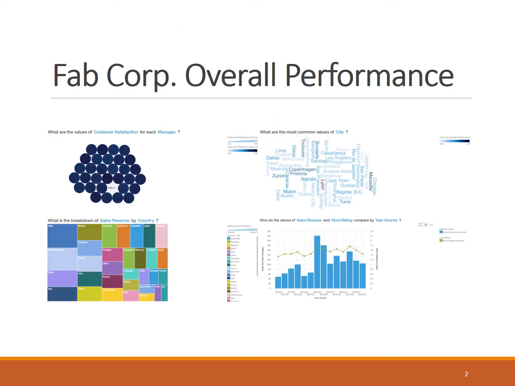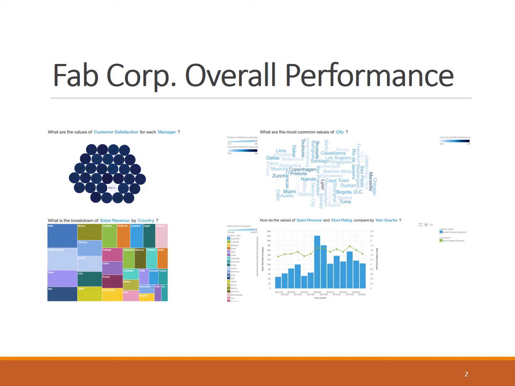So our FabCore overall performance dashboard is shown here on slide number two. For this particular dashboard, we decided to do 4 different visualizations. On the upper left, we did customer satisfaction by manager. Upper right, we did a new category, a new column in Excel, issues divided by quantity sold per each city. And then the lower left was sales revenue by country. And then the bottom right finally was sales revenue in a new category called store rating, and we did that on a per year quarter basis.